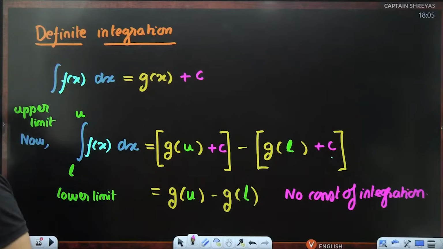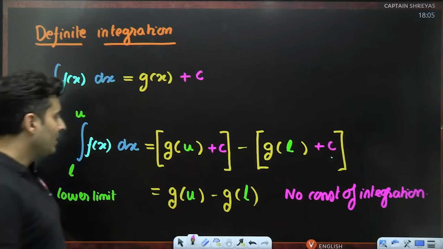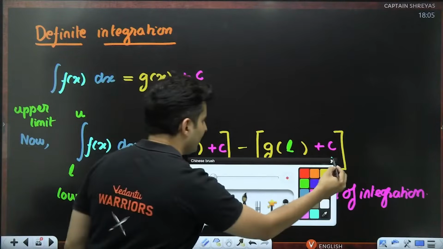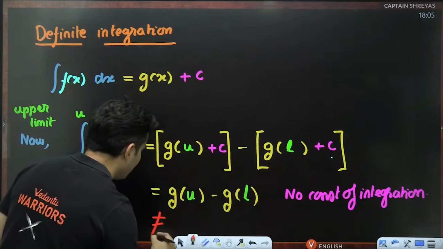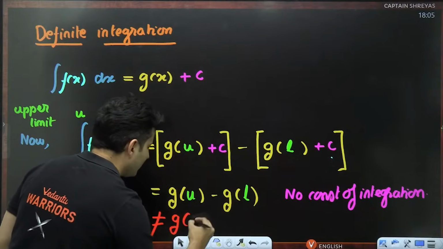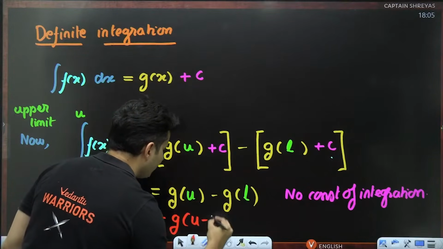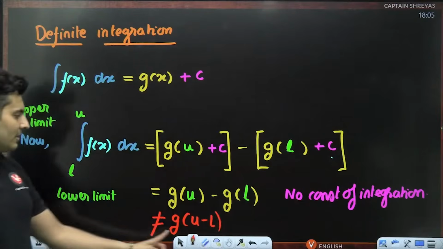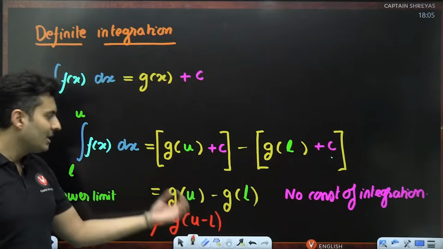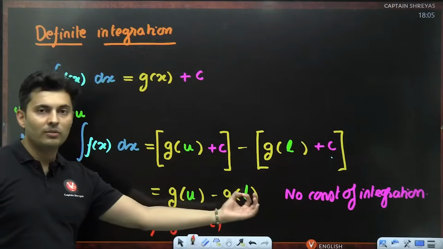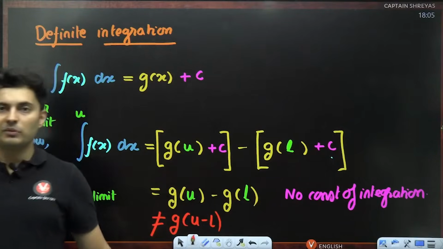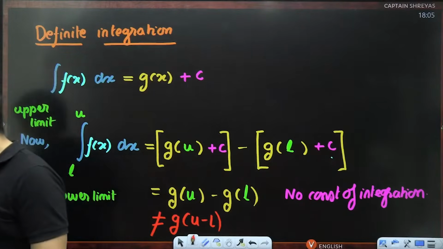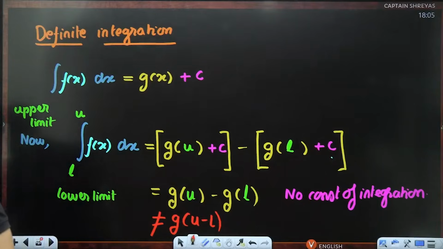Lot of people do this wrong. This is not the same. Please understand, never ever do this. G of u minus g of l is not the same as g of u minus l. This is completely wrong, do not do this. Completely different things. Be a little careful over there.